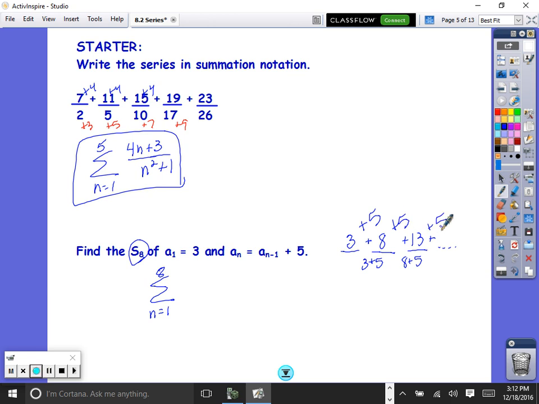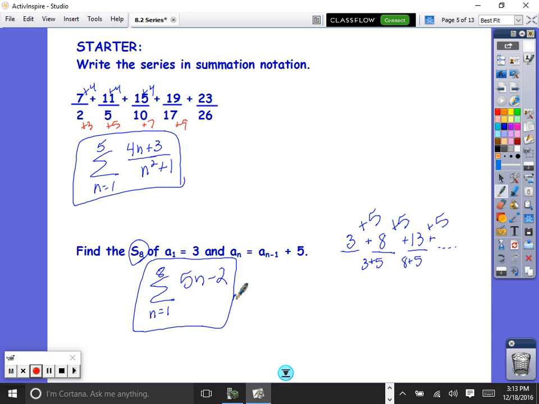So that would be 5n. 5 times 1 is 5. Does that get me to my 3? No, I must add a negative 2 to that. Let's see if that works. 5 times 2 is 10, minus 2 is 8. 5 times 3 is 15, minus 2 is 13. So this is my series rule.